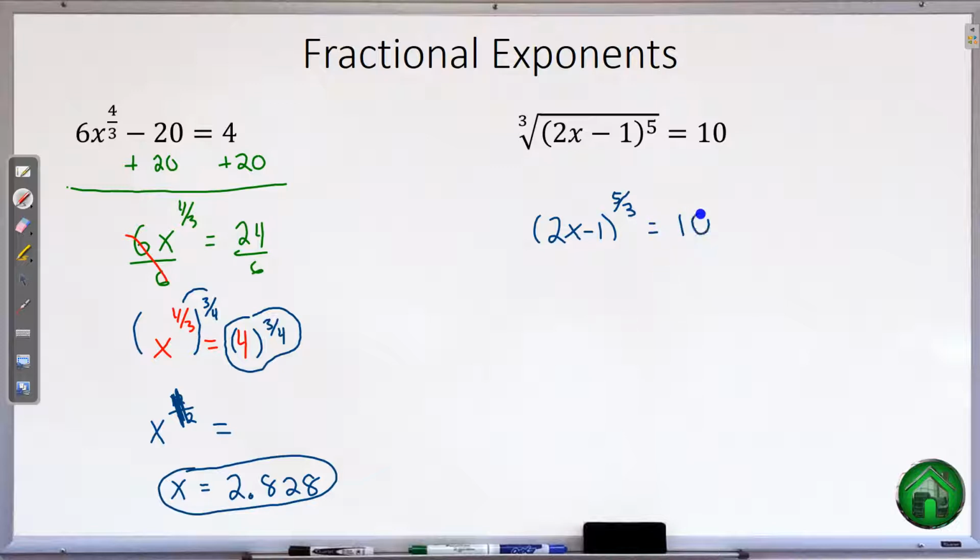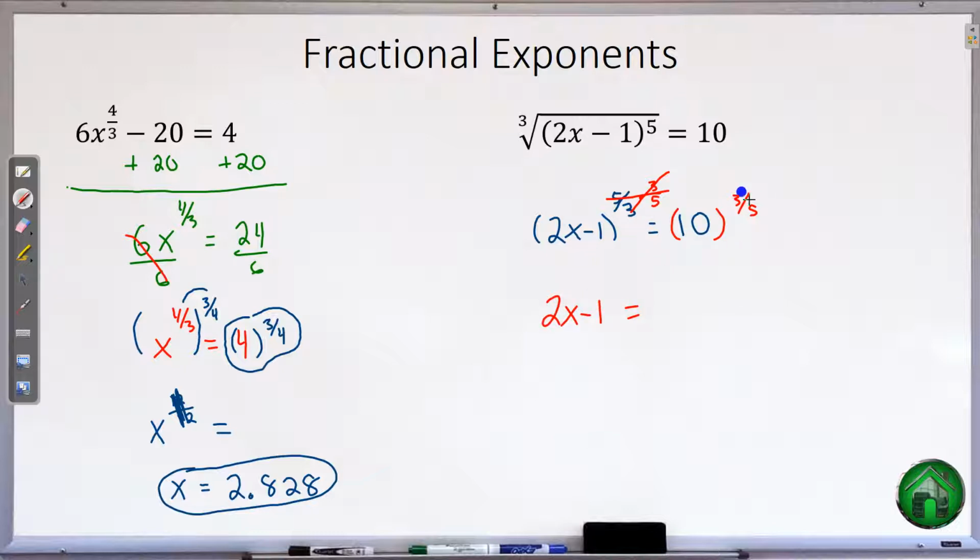That is equal to 10 still. I didn't do anything to both sides because I didn't actually change this. I just rewrote it as something equivalent. Now, how do I get rid of the 5/3? Well, the same way we did it over here. We used a reciprocal power. So I'm going to take this to the power of 3/5. These exponents will cancel out, and you're left with 2x minus 1.